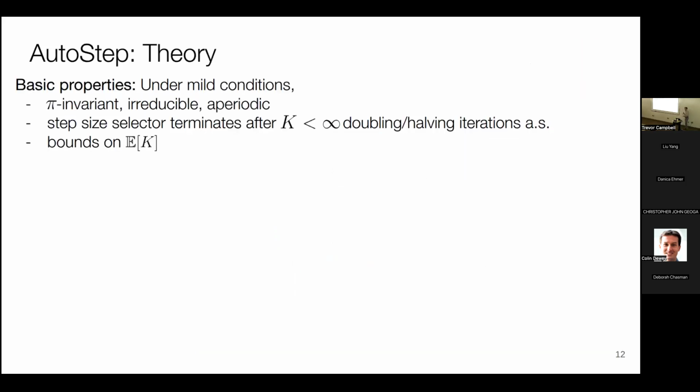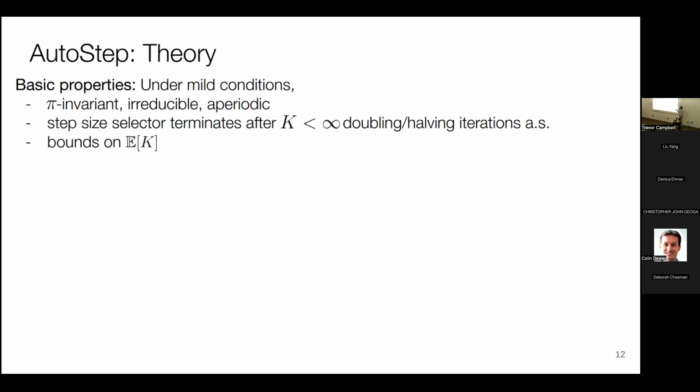On the theoretical side for autostep, we verified the basic properties that you would hope for. We know that autostep is pi-invariant, irreducible, and aperiodic under very mild conditions. If you're interested in the conditions, I have a slide on that at the end. The more interesting question is, how much does this step size selection procedure cost? We've shown that it terminates after finitely many iterations, almost surely, so that's good. You can actually simulate this process. More importantly, we have upper bounds on the expected number of doubling and halving steps that you need, which tells you how expensive it is to run autostep.